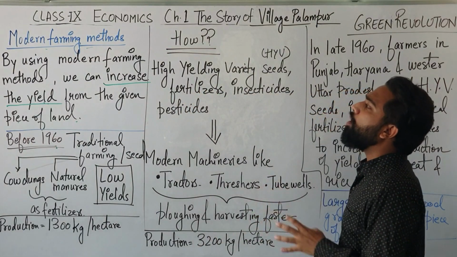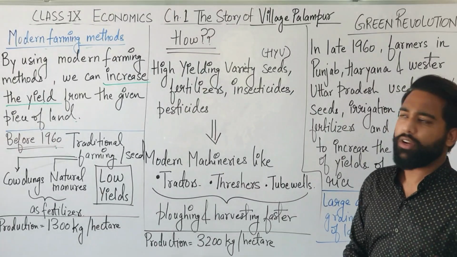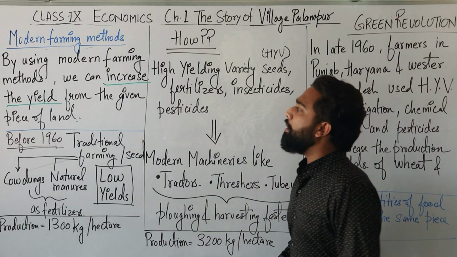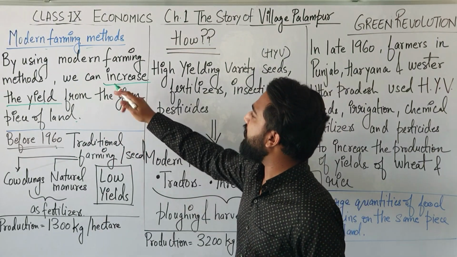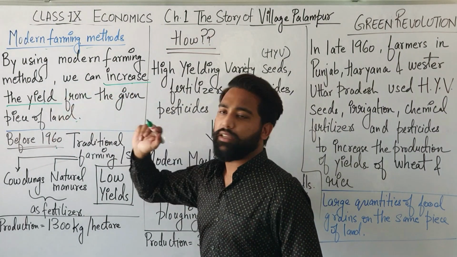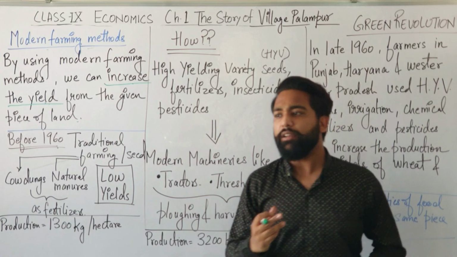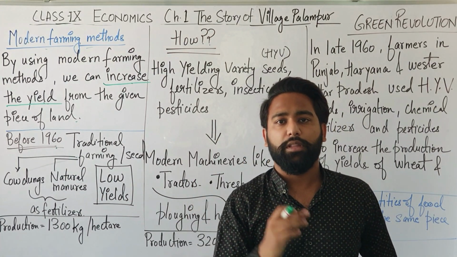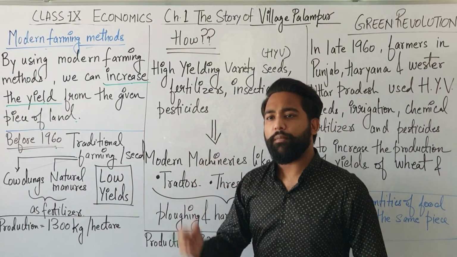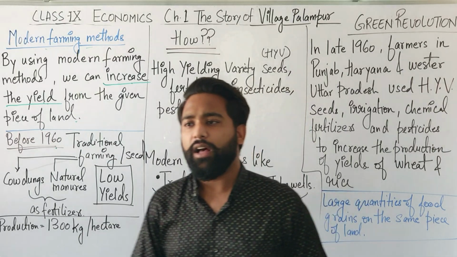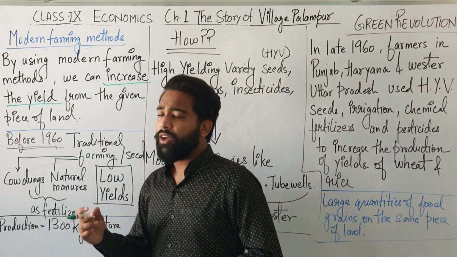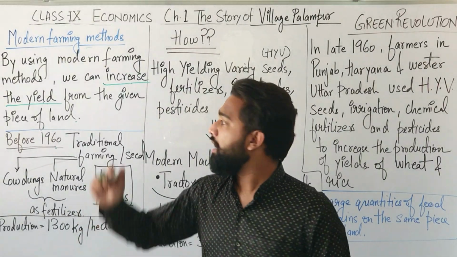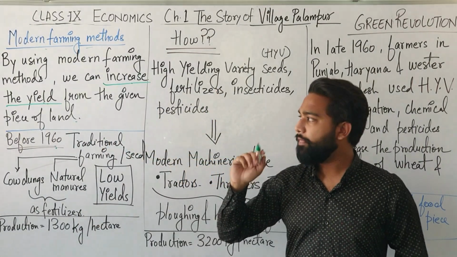Now, why were these modern farming methods introduced? For a simple reason: by using modern farming methods, we can increase the yield. Now, what is yield? Yield means the production. Suppose a farmer is producing in his 1 hectare land about 100 kgs of rice, then 100 kgs is the yield for that farmer.